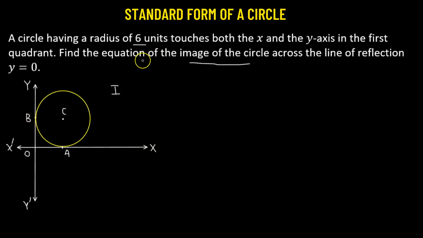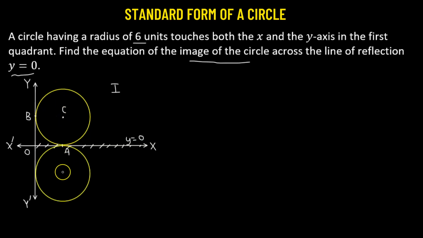Now the question is, we need to find the equation of the image of the circle along the line of reflection y equals 0. First, we'll have to find out the line which is represented by the equation y equals 0. It is actually the x-axis. The x-axis is the line y equals 0. So this line is going to be a line of reflection. You can imagine if this is the mirror, then the reflection of the circle is going to be on the negative side of the y-axis. That means below the upper circle.